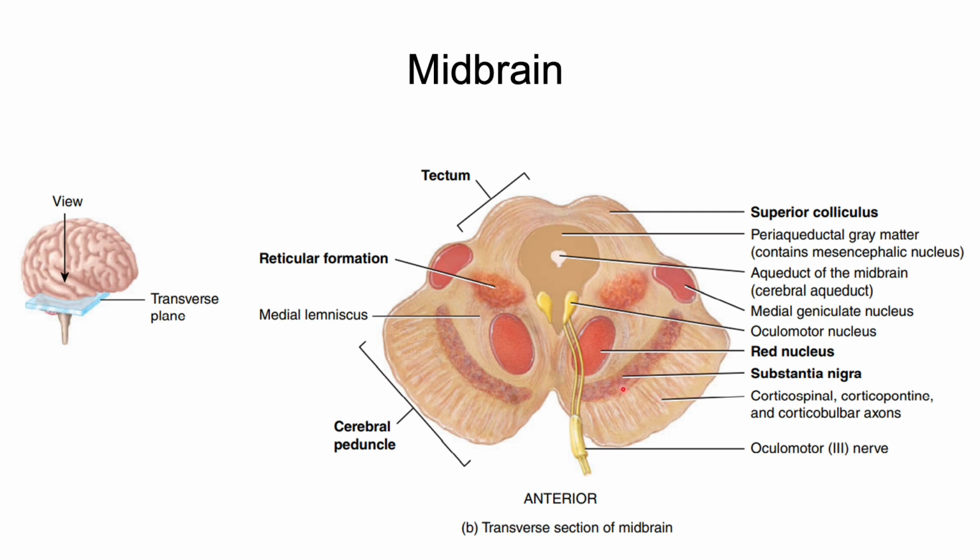Posterior to it is the substantia nigra, and because it's dark in color, that's why it's called nigra. You remember that the substantia nigra is an integral part of the basal nuclei. It's considered as part of the basal nuclei.